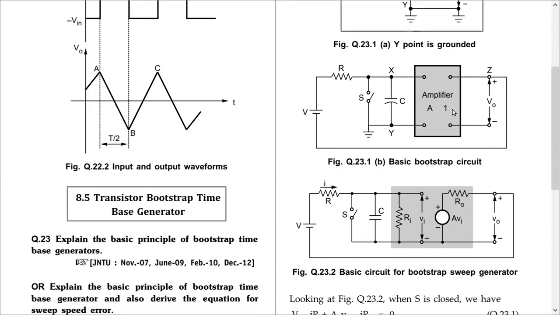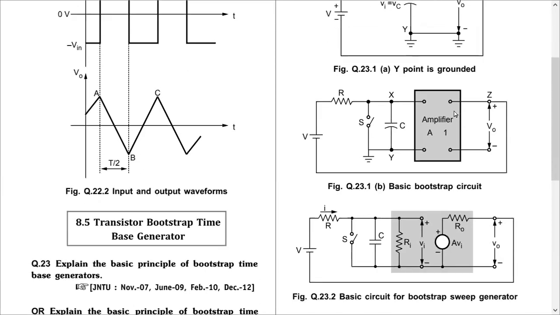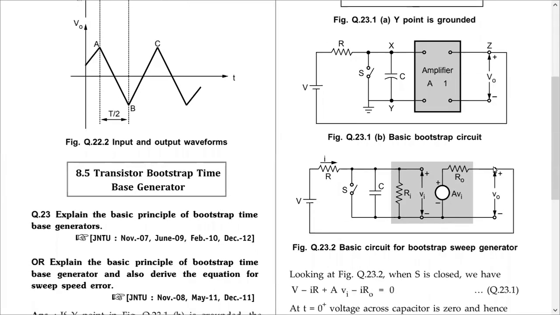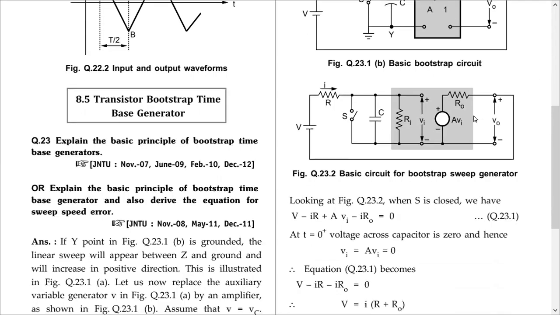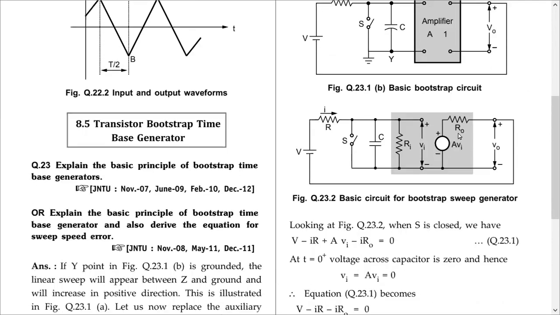So we have this particular circuit. This is the equivalent circuit. This one is the equivalent circuit of the bootstrap sweep generator that we have just seen. Okay, right? Here, let us consider the case when the switch is closed.